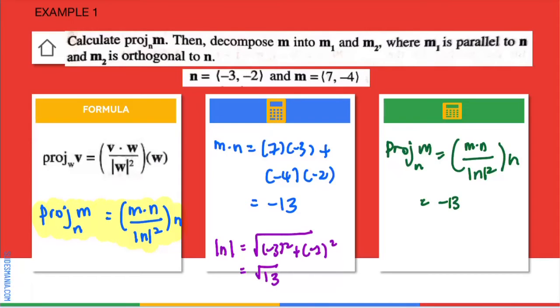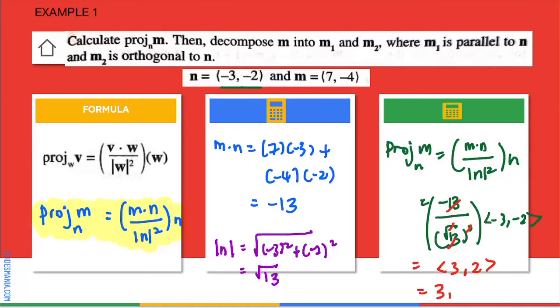So fill in M dot N, minus 13. Fill in magnitude N squared, 13 squared, and then multiply with N. So your N is minus 3, minus 2. Let's simplify this here. Cancel out 13 divided by 13. So you're left with minus. Therefore, your answer here is 3, 2, or you can write it as 3i plus 2j.